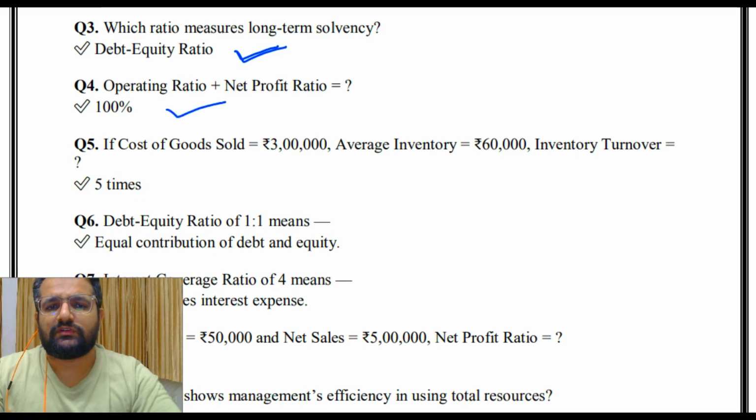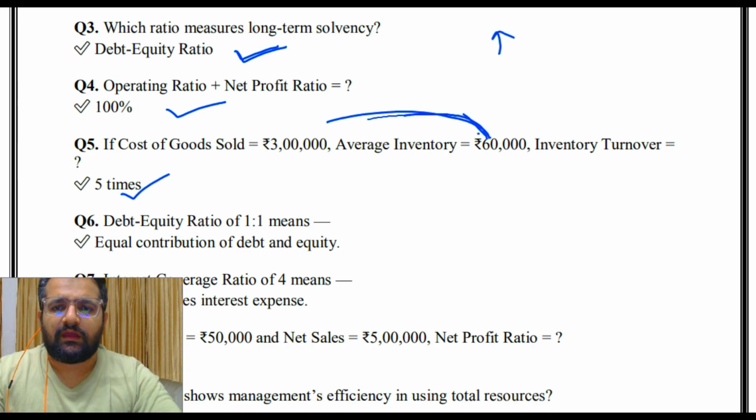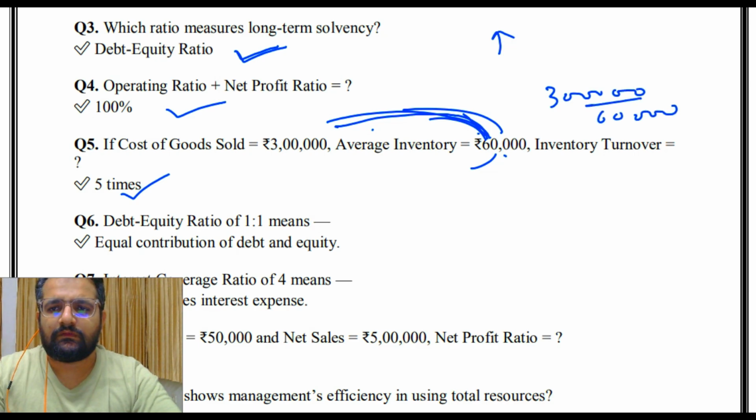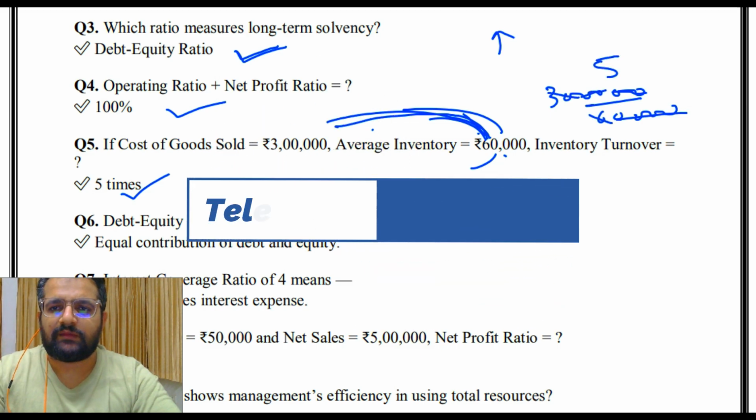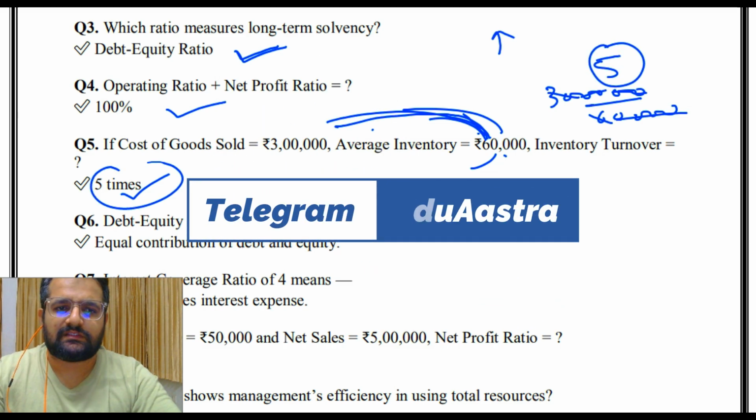If cost of goods sold is 3 lakh, average inventory 60,000, inventory turnover is 5 times. Okay, why 5 times? You tell me. We have seen the formula just now. And then this comes here, that goes there, and then it gets divided, and what we get is this. 4 zeros, 1 2 3 and 4, 6 5 times is 30. So what did we get? The answer is 5 times.